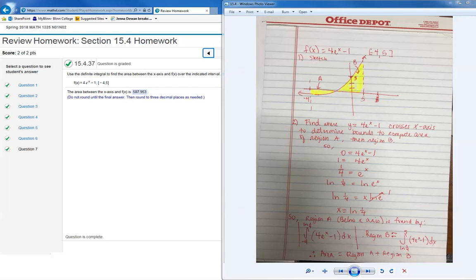And so you'll notice I've added 1 to both sides, so you get 1 equals 4 times e to the x. You're trying to isolate x, so you divide both sides by 4, so you have 1/4 equals e to the x. Then in order to solve for x when it's in the exponent here, you're going to take the natural log of both sides. So we have natural log of 1/4 equals natural log of e to the x.